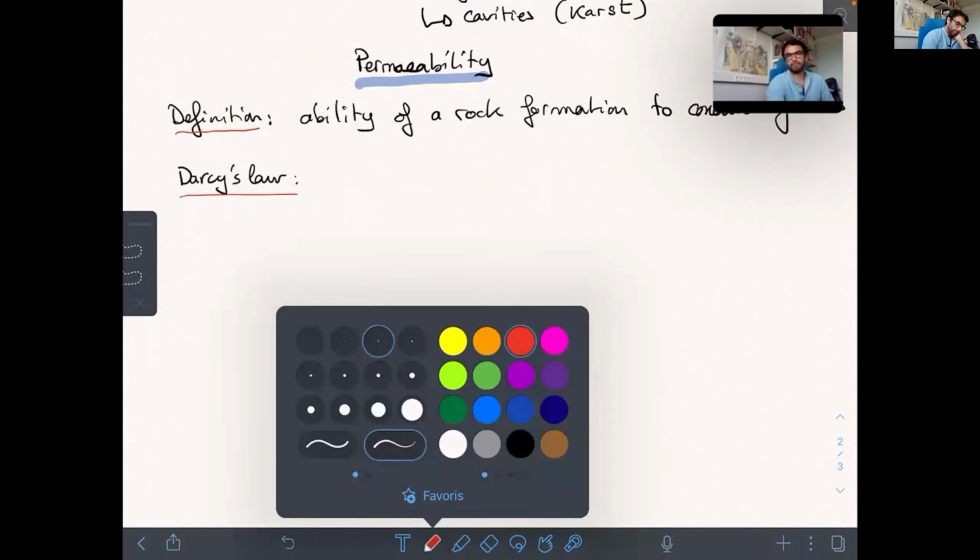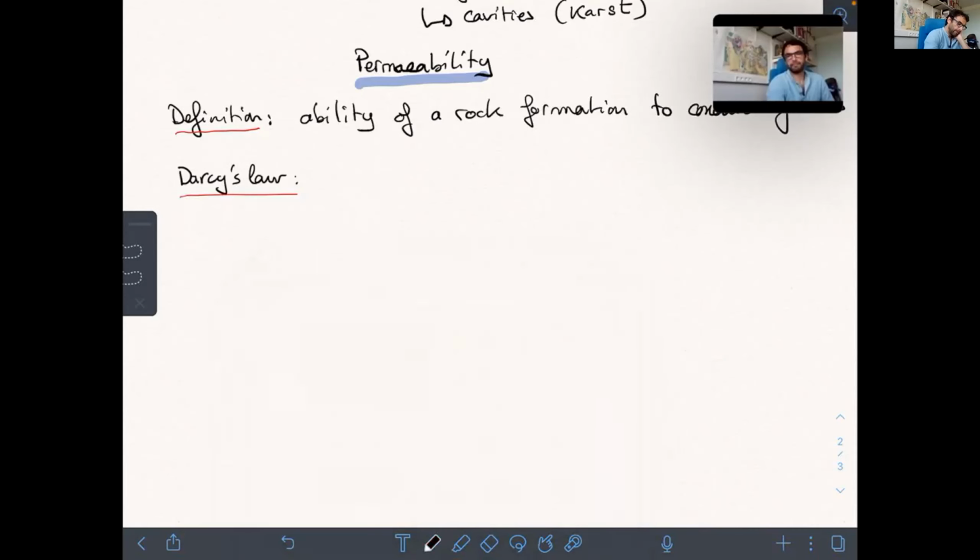That law was established by a French noble that had some interest in trying to solve engineering problems, called Henri Darcy.